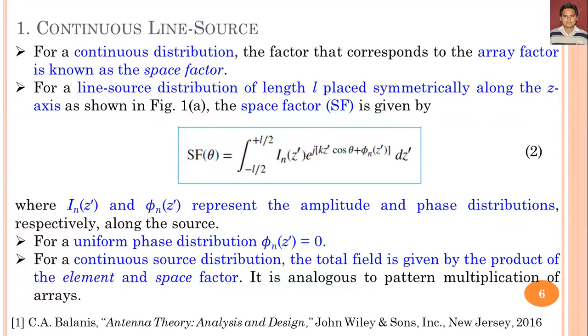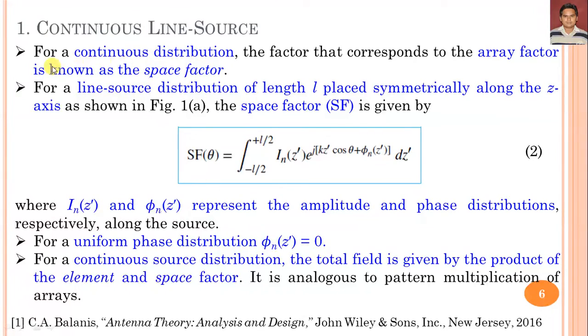For a continuous distribution, the factor that corresponds to the array factor is known as the space factor. The important point is that in antenna arrays we have discussed the array factor, but during the array synthesis we have considered the array factor as a space factor.